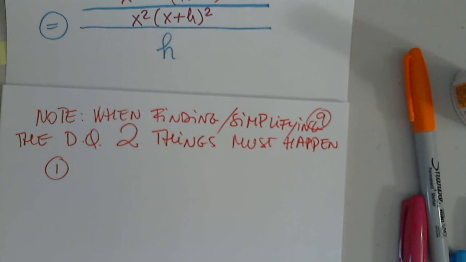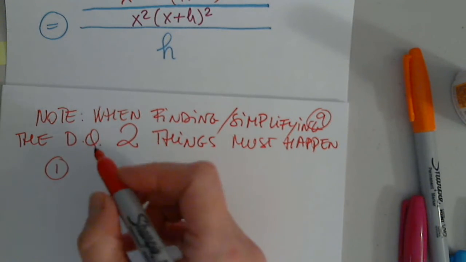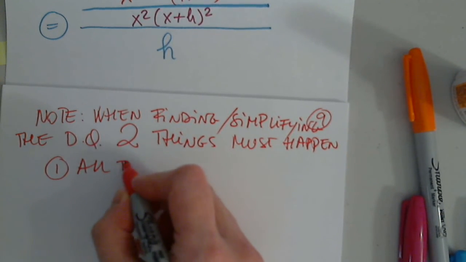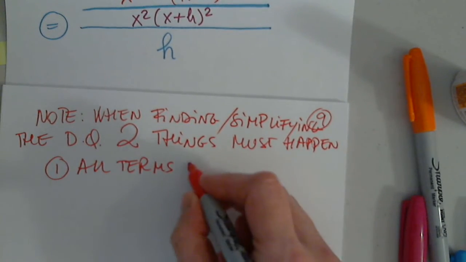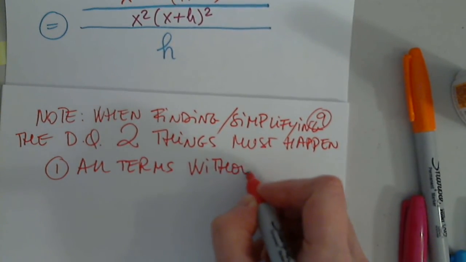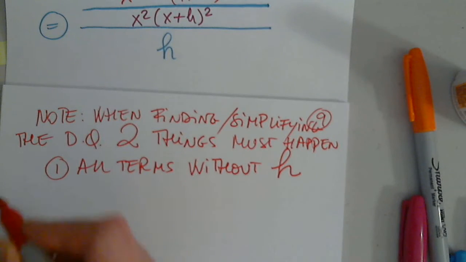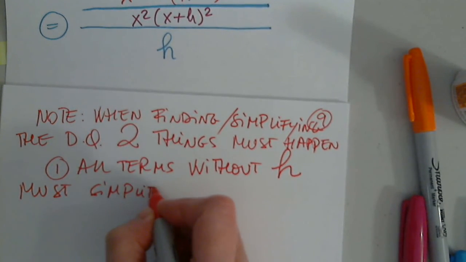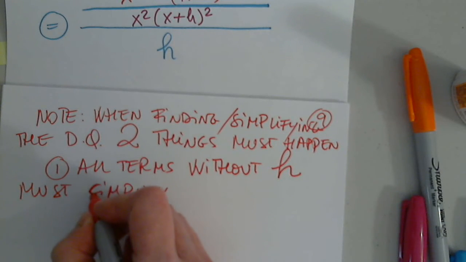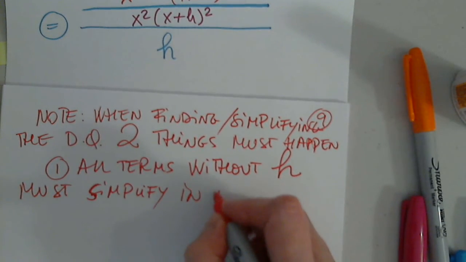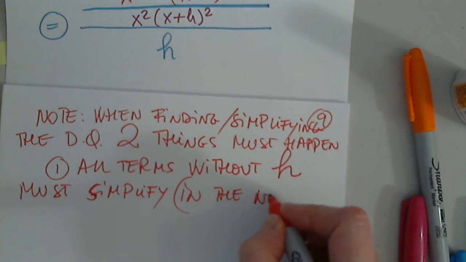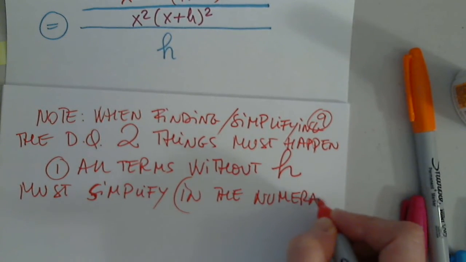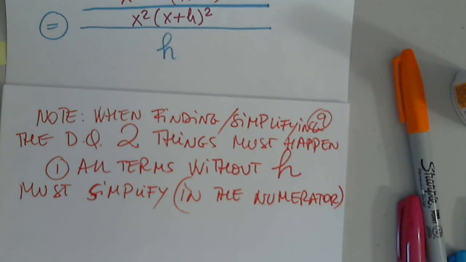One, all terms without h must simplify in the numerator. If that doesn't happen, you know you have a mistake. Start from scratch.